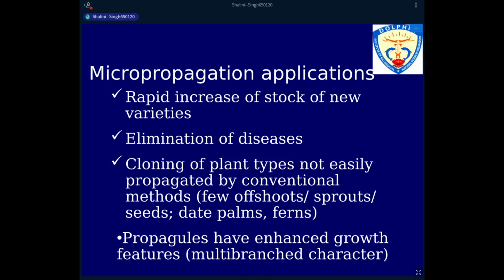So what are the applications of micropropagation? With the help of micropropagation, you can do rapid increase of stock of new varieties. There is elimination of diseases, cloning of plant types not easily propagated by conventional methods like offshoots, sprout, seed, date palm, ferns, etc. Then propagules have enhanced growth features.